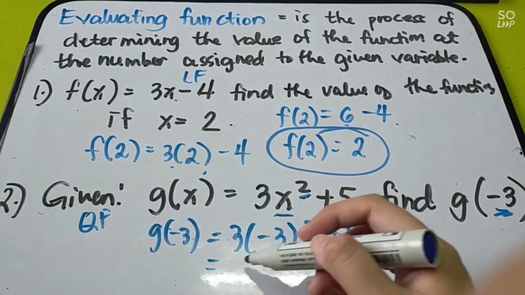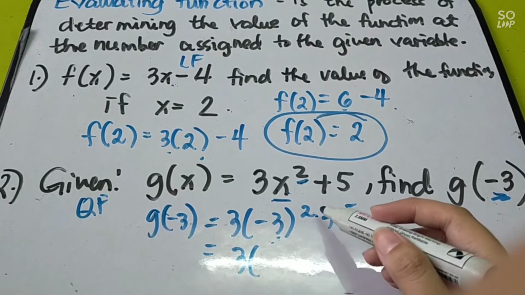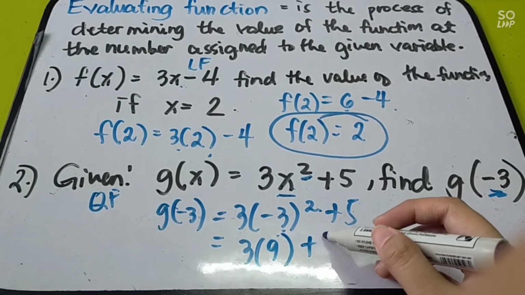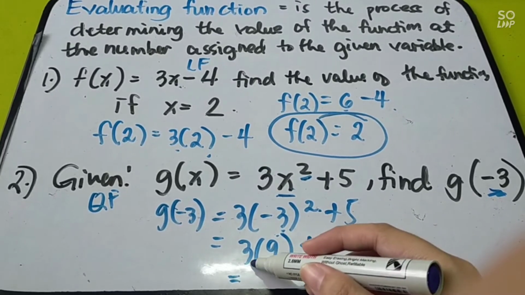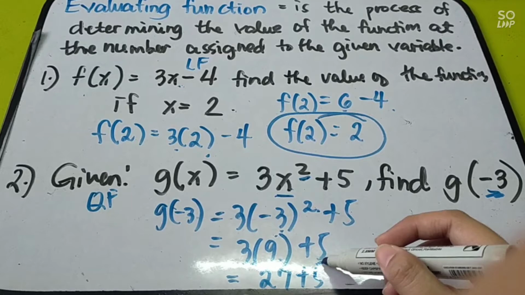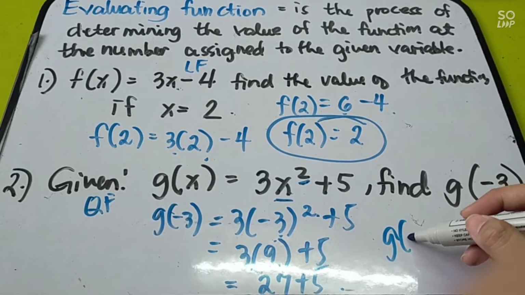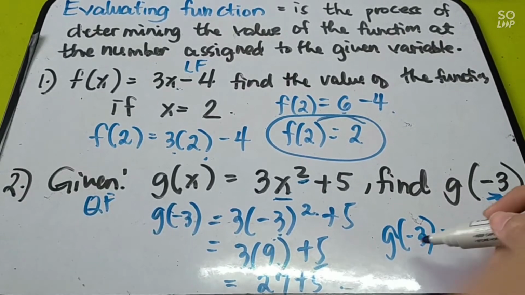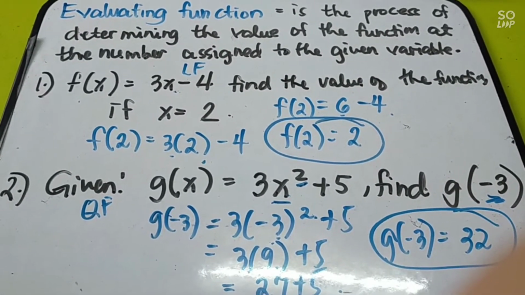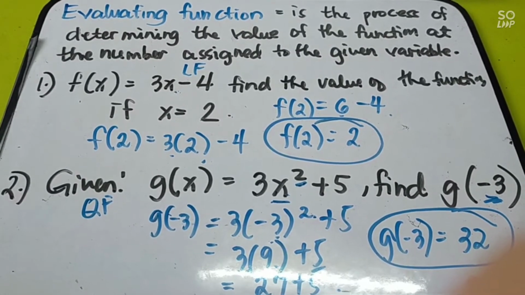Then, you have now 3 times, so simplify muna, negative 3 squared, that is 9 plus 5. Then, we have here 3 times 9. The answer is 27 plus 5. Then, just add 27 plus 5. So, your g of negative 3 is equal to 32. That is it. So, that is g of negative 3 is equal to 32.